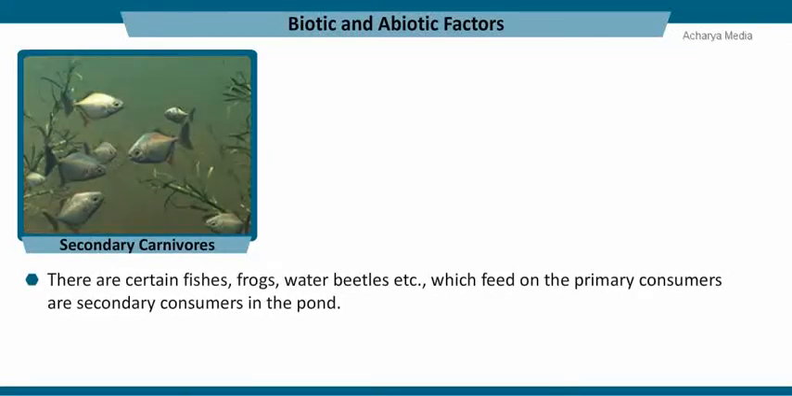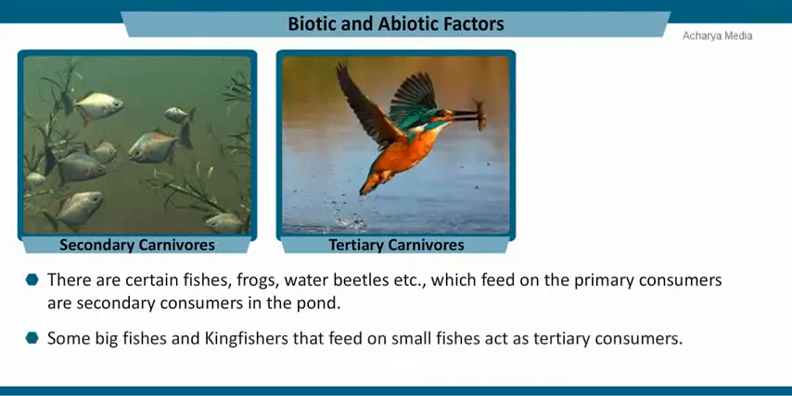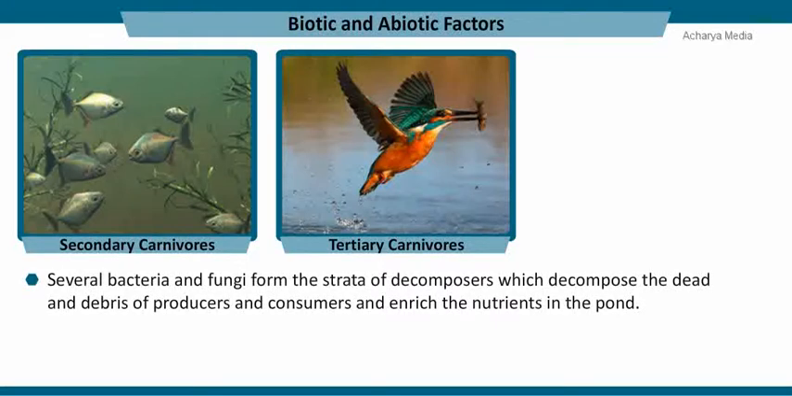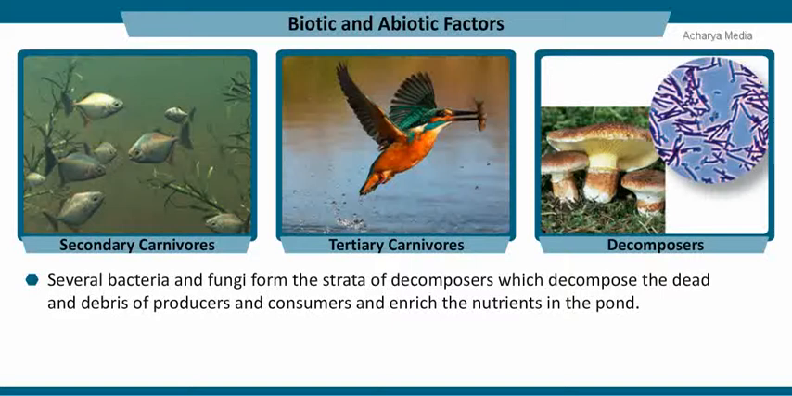There are certain fishes, frogs, water beetles, etc. which feed on the primary consumers, and they are known as secondary consumers in the pond. Some big fishes and kingfishers that feed on small fishes act as tertiary consumers. Several bacteria and fungi form the strata of decomposers which decompose the dead and debris of producers and consumers and enrich the nutrients in the pond.